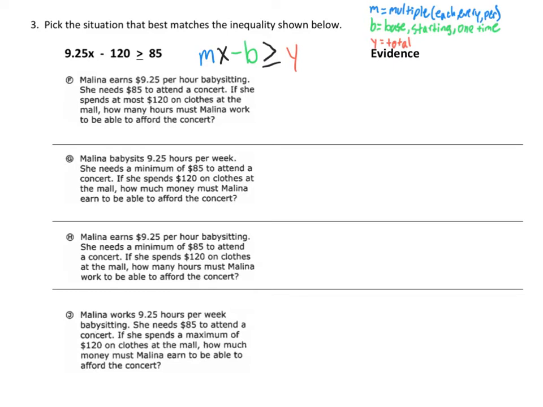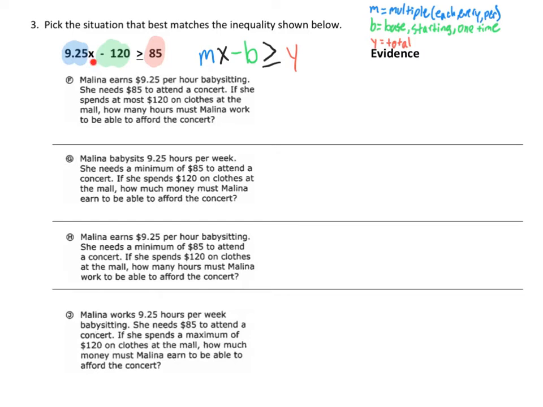Here's number 3. 3 says, pick the situation that best matches the inequality shown below. I've gone ahead and included up here what M, B, and Y stand for, and I've color-coded it based on the problem at hand. So now I'm going to finish color-coding the actual equation. Y is in red, B is the negative 120, sorry, and M is the 9.25.